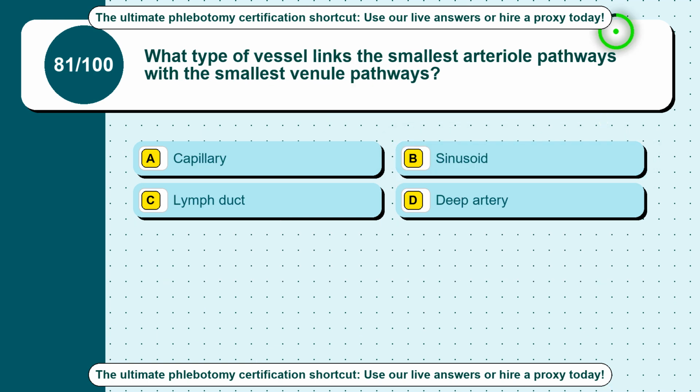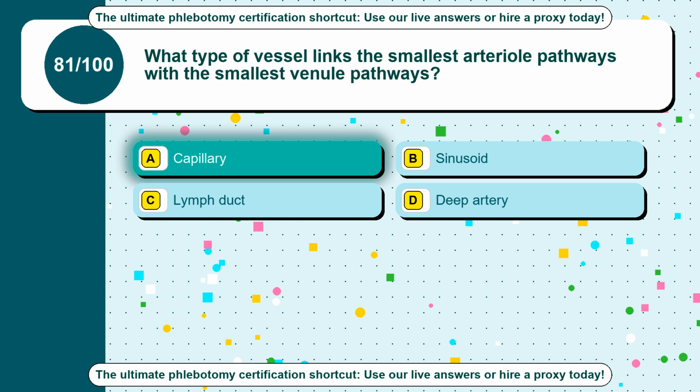Question 81. What type of vessel links the smallest arterial pathways with the smallest venule pathways? Option A, capillary. Option B, sinusoid. Option C, lymph duct. Option D, deep artery. The correct answer is option A, capillary.